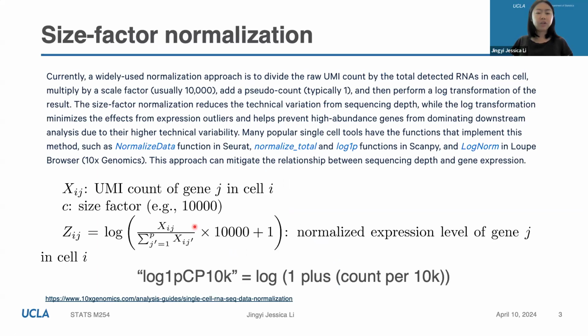The default is the size factor normalization, or you may just call it log1p CP10K. We normalize each cell's total read count, total UMI count, from whatever number it used to be to 10K as the new total. And then with the scaled new total, we add 1 to it before taking the log. We will provide some insights about why this is reasonable today. But this is what's in Seurat's NormalizeData function, and in Scanpy's normalize_total and log1p function.